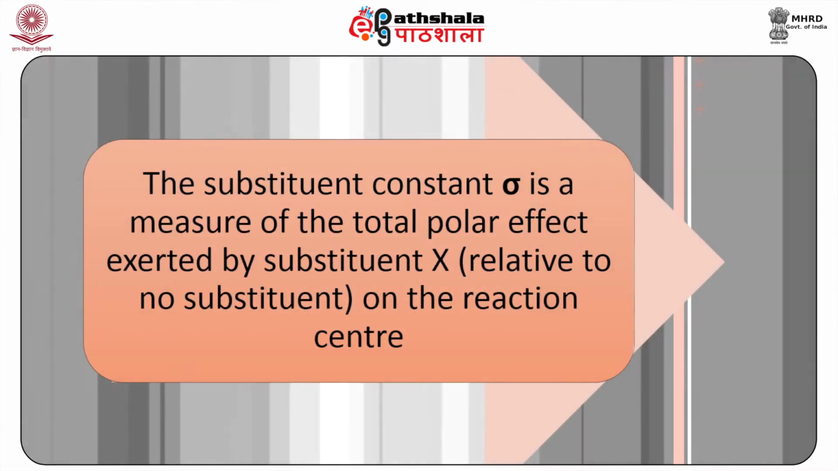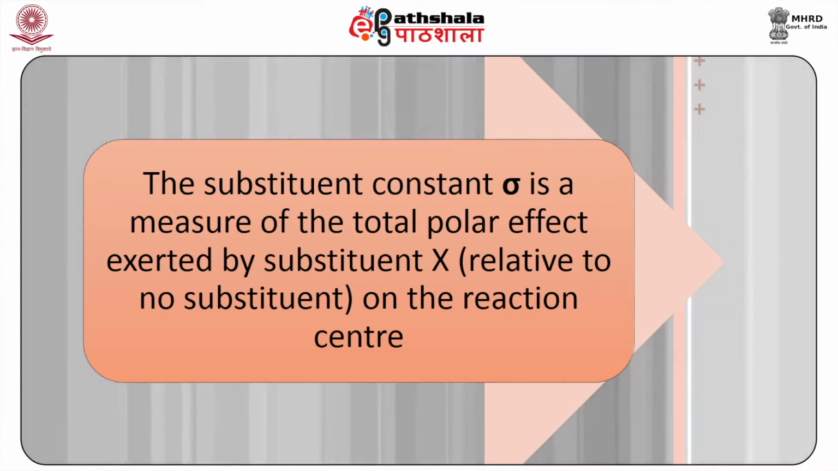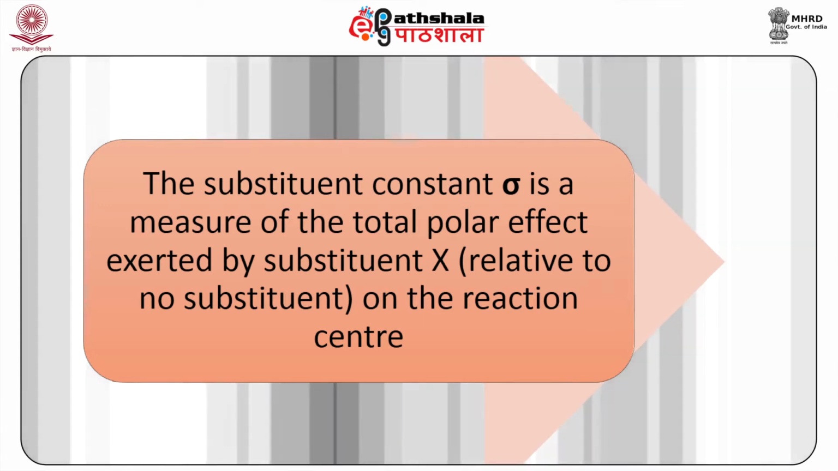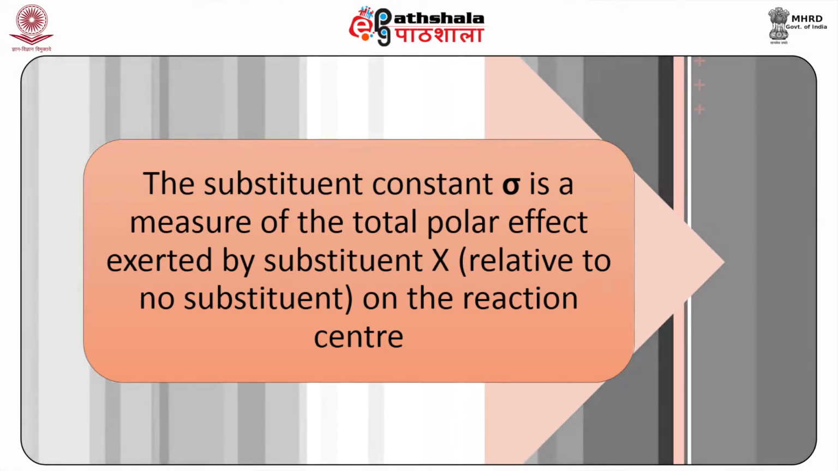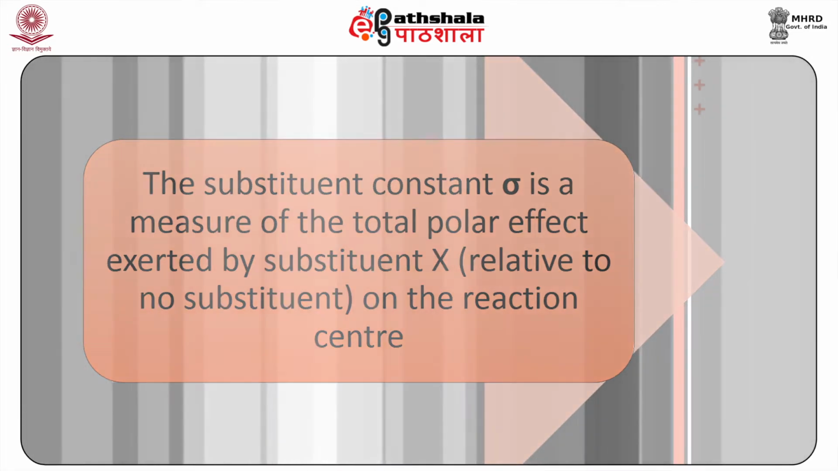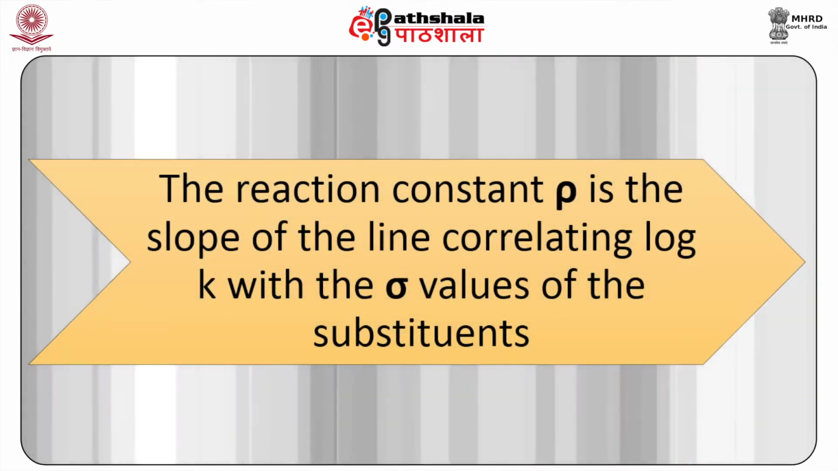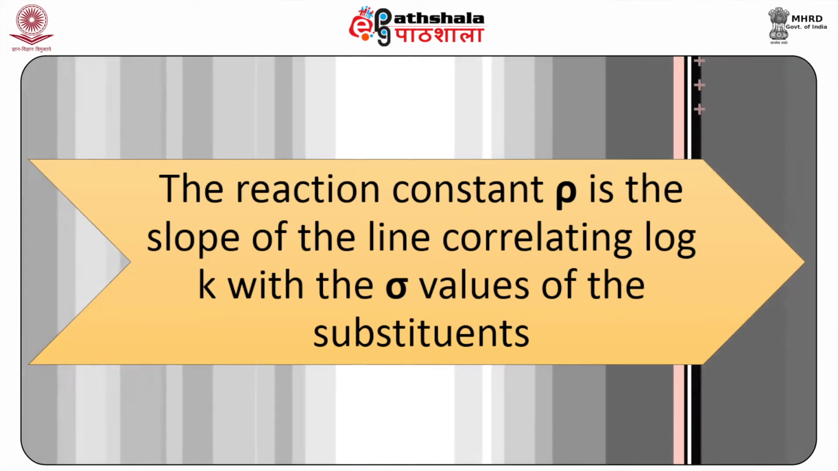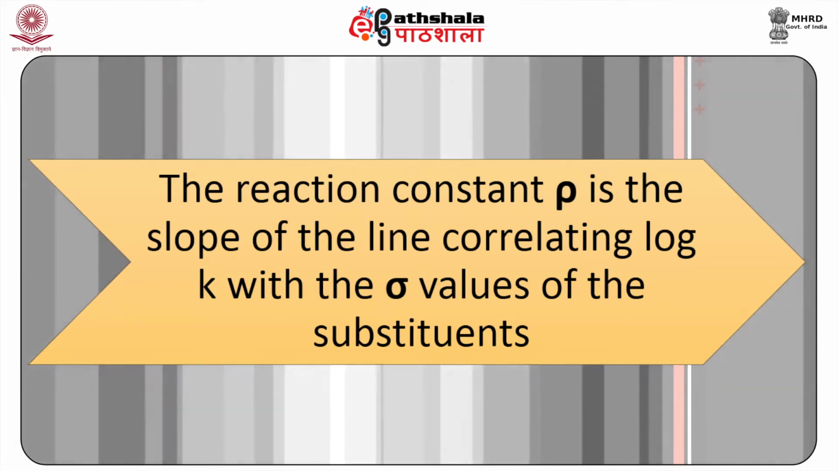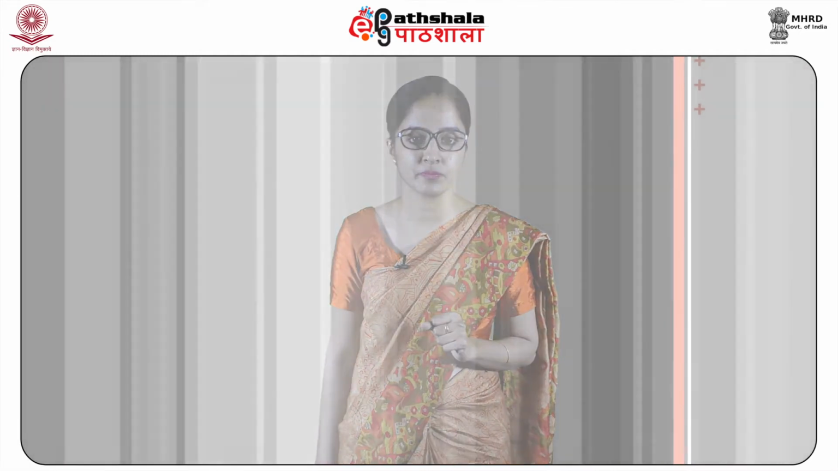The substituent constant, that is sigma, is a measure of the total polar effect exerted by a substituent X on the reaction center. That is, this is relative to no substituent. Now the reaction constant rho is the slope of the line correlating log K with the sigma values of the various substituents. The sign of the slope tells whether a reaction rate is accelerated or suppressed by electron donating versus electron withdrawing substituents which are present.